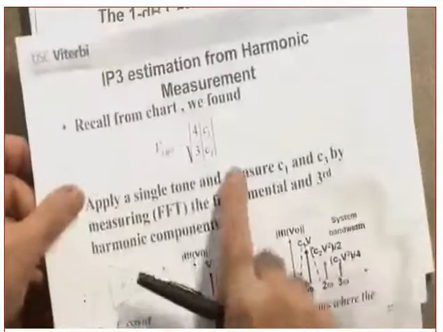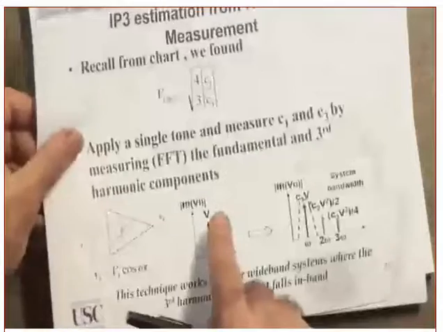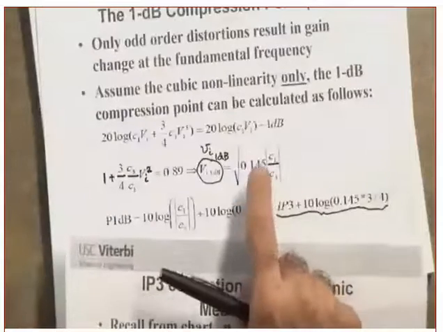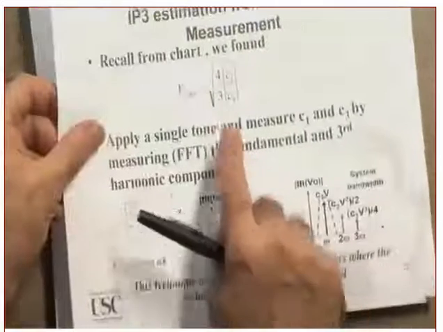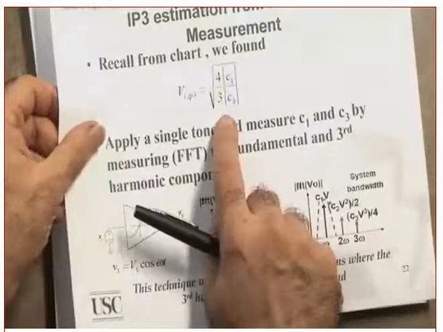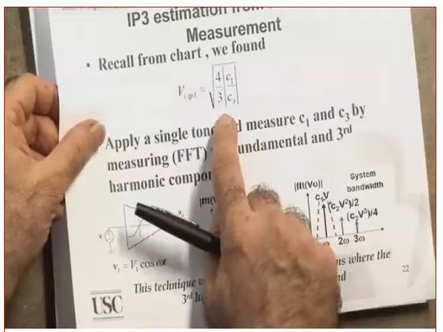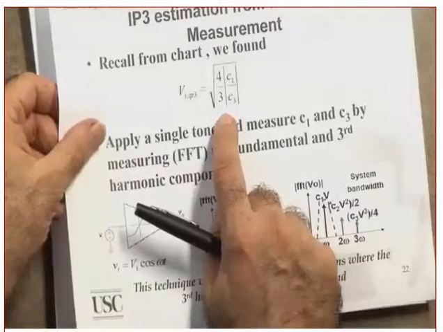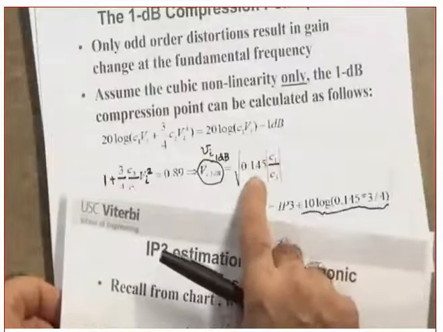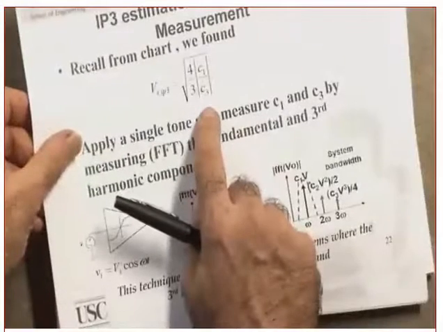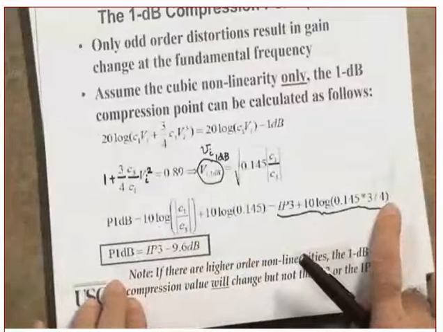I want you to see this, and I want you to see this. Is there a similarity? Look at this, and look at this. This is the 1 dB voltage at which 1 dB compression occurs. This is the voltage when the fundamental and the third order intermodulation power are the same. It's just this constant is different. Do you agree with me or not? Both of them have the absolute value of C1 over C3. So if I subtract one from the other, yes or no?